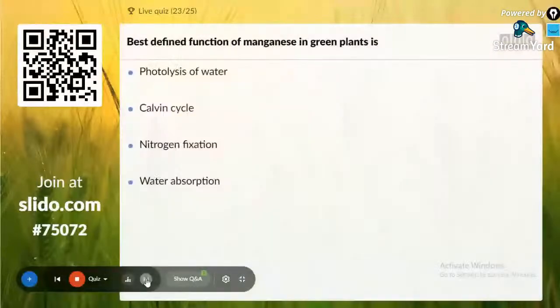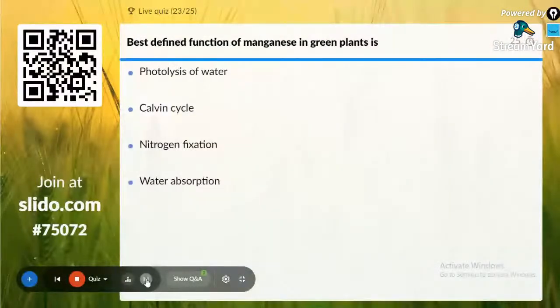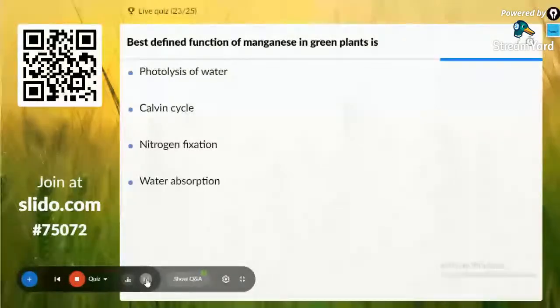We have the 23rd question on the screen now. Best defined function of manganese in green plants is. Question from the chapter Mineral Nutrition. Very important. Photolysis of water, Calvin cycle, nitrogen fixation, water absorption.